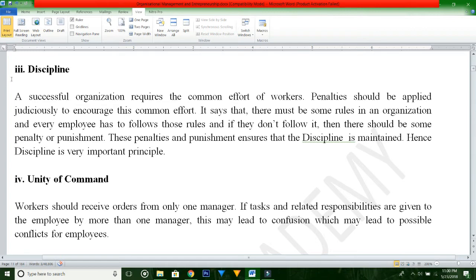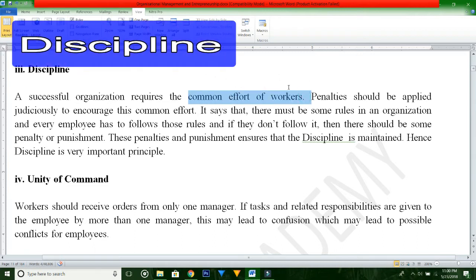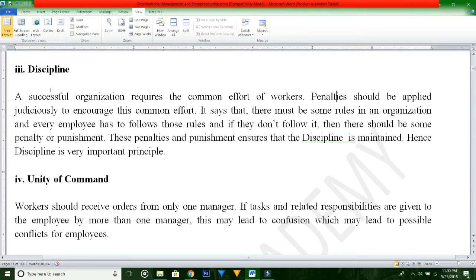Discipline. A successful organization requires the common effort of workers. Penalties should be applied judiciously to encourage this common effort. It says that there must be some rules in an organization and every employee has to follow those rules, and if they don't follow them, then there should be some penalty or punishment. These penalties and punishments ensure that discipline is maintained. Hence, discipline is a very important principle.